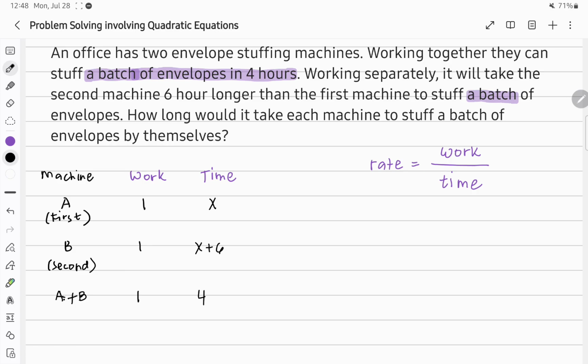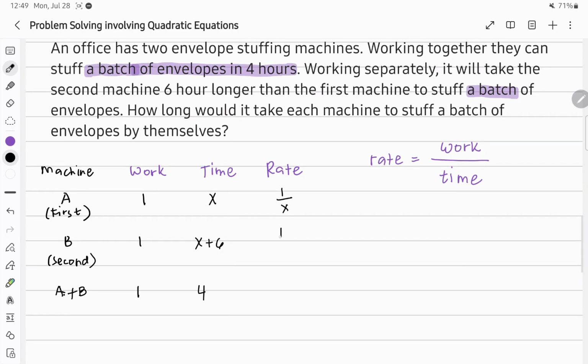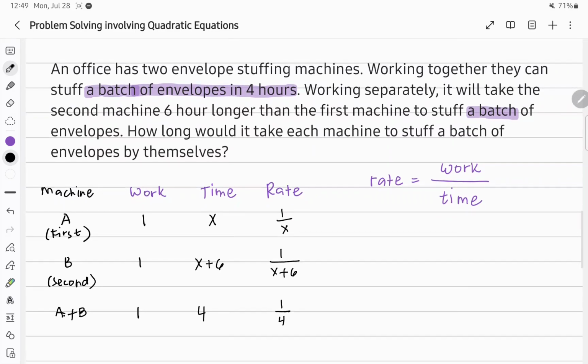So, meron tayong work time. Kunin na natin yung kanilang rate. So, rate is simply work done over time. So, ang rate ni first machine ay 1 over X. Ang rate ni second machine ay 1 over X plus 6. And ang rate nila together ay 1 over 4. From here, pwede na tayong gumawa ng equation.